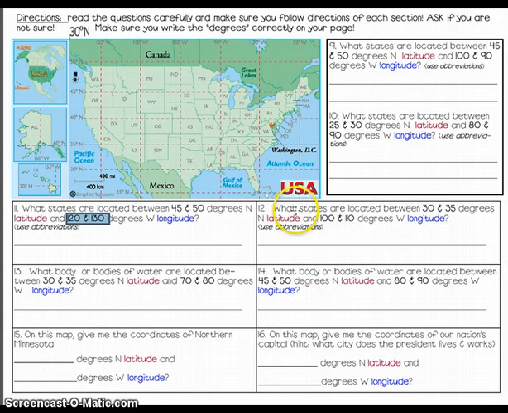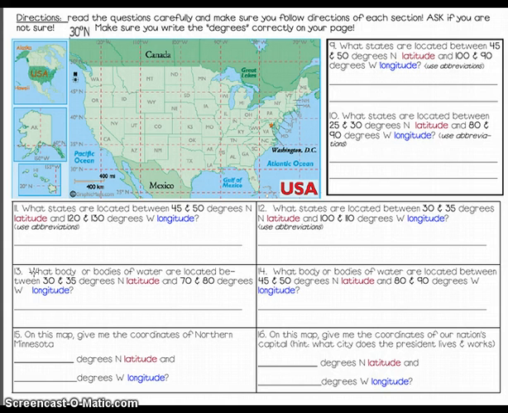Number 12. What states are located between 30 and 35 degrees north latitude and 100 and 110 degrees west longitude? Pause and mark your answer.